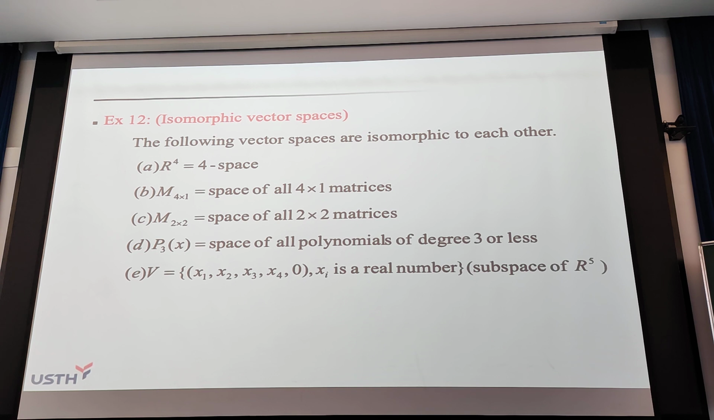And the last one is here. That is the subspace of R5, with the last coordinate always 0. And here A, B, C, D, and E, 5 cases. That is 5 different vector spaces. All of them have dimension 4, so they are isomorphic to each other.